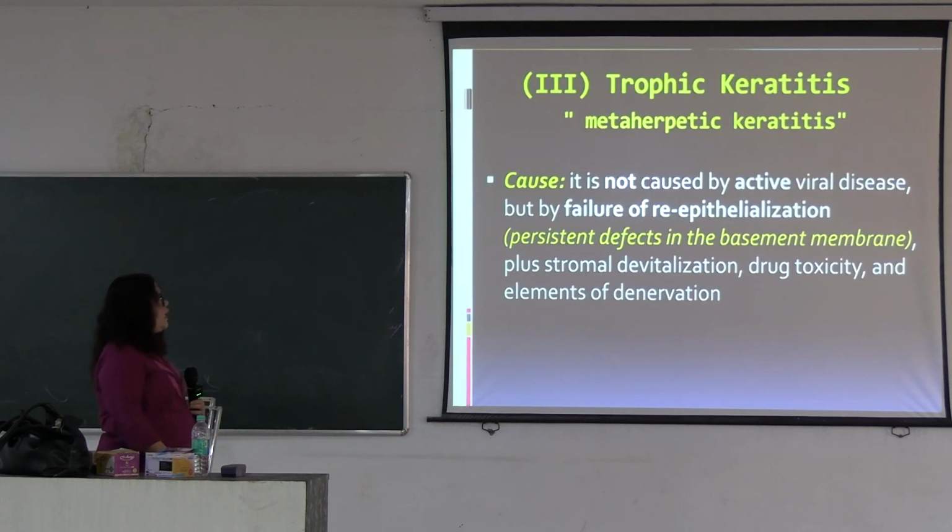Then trophic keratitis. This is trophic keratitis. It is called metaherpetic keratitis. It is due to failure of reepithelialization, and here a persistent defect is present in the basement membrane.